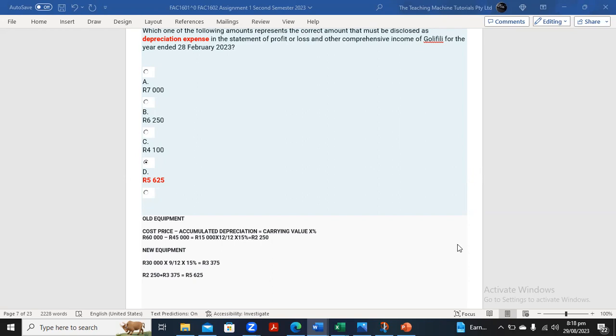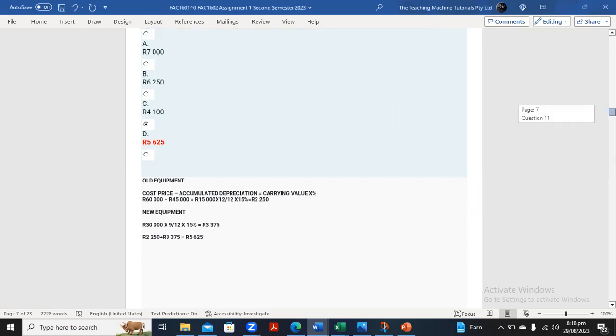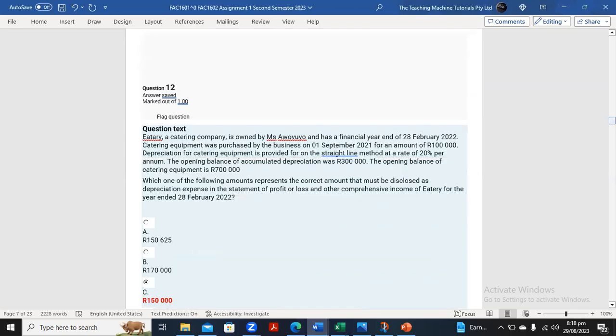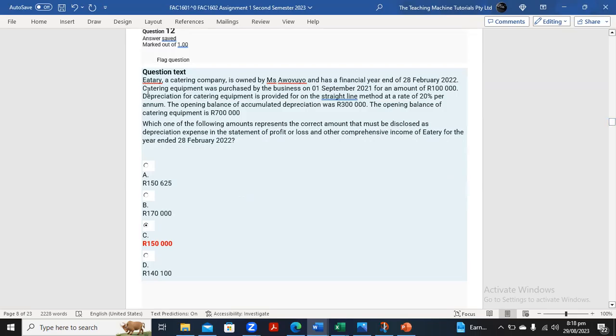Okay, no question. So far, so good. We look at the next one. It's about depreciation as well. It says Italy, a catering company owned by EMS Awuvuyo with a financial year end. Catering equipment was purchased by the business on the 1st of September at an amount of 100,000.